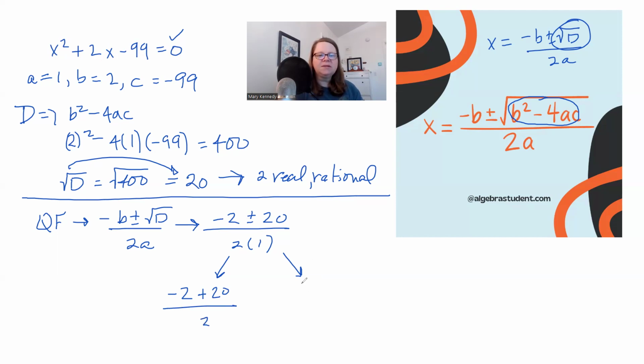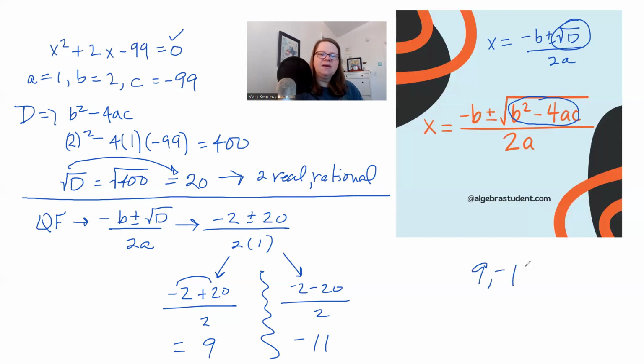Now let's write it with a minus sign. Negative 2 minus 20 over 2. Okay, separate, completely separate answers here. We're going to get two solutions to our problem. So 20 minus 2 is 18. 18 divided by 2 is 9. So one of my answers is that solution is 9. Negative 2 minus 20 is negative 22. Negative 22 divided by 2 is negative 11. So those are our two solutions, 9 and negative 11.